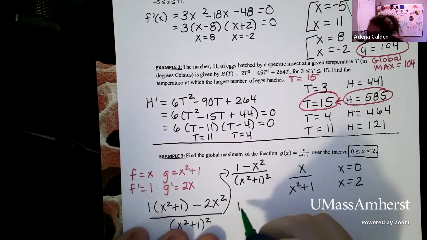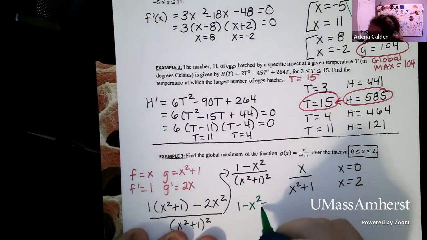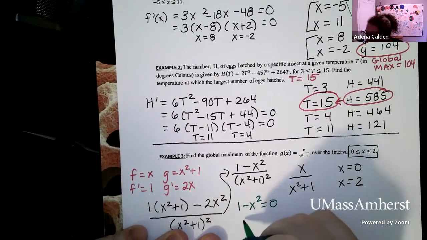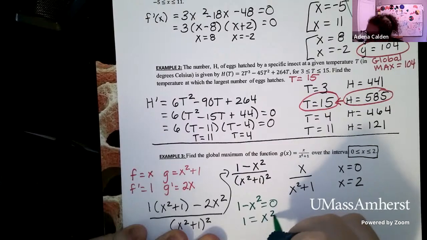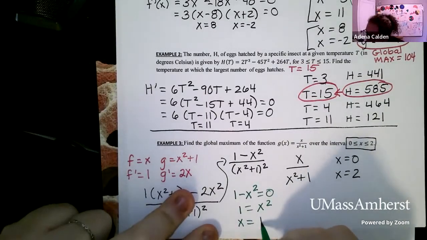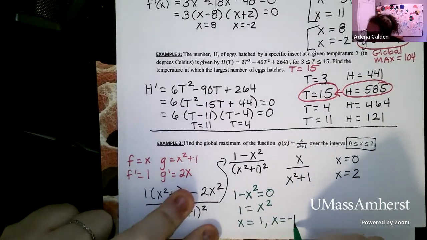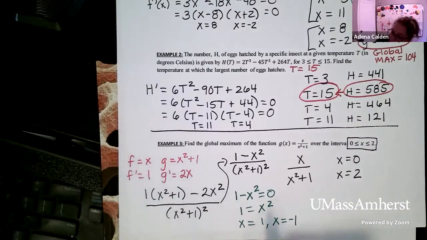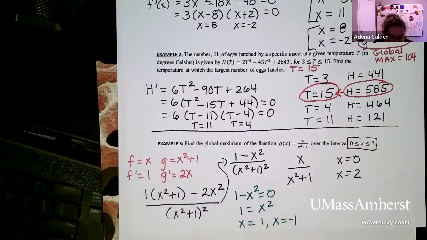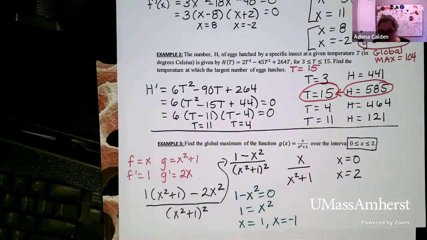So we have 1 minus x squared equals 0. We're going to bring the x squared over to the right. We're going to add that over. So we have 1 equals x squared. So when we solve that, we take the square root of both sides and we get x equals 1 or x equals -1. Okay, that is the solution to this. So we have two possible points that are critical points. And so we need to determine if we can add them to our list.